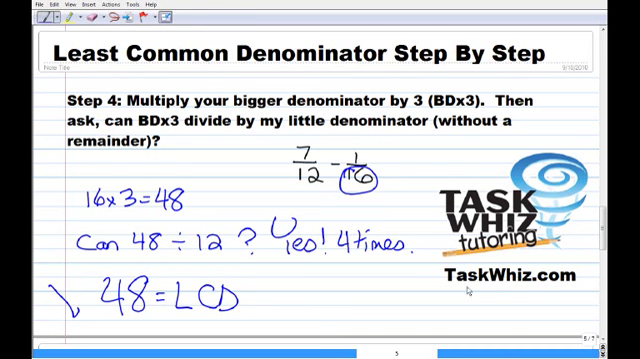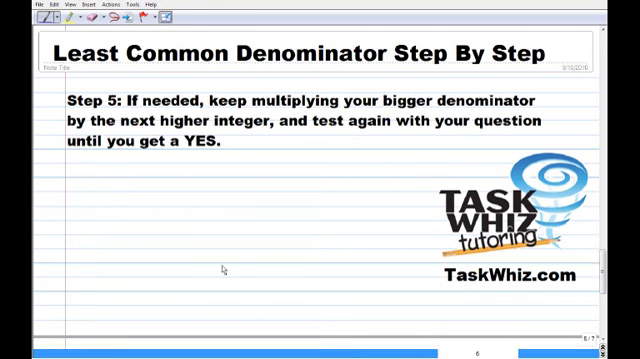And we're done. But if perchance 48 didn't work, we would keep multiplying our bigger denominator by the next higher integer, and we would test again with the same question until we get a yes.